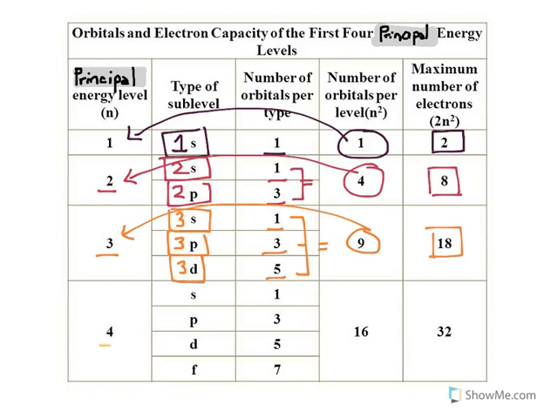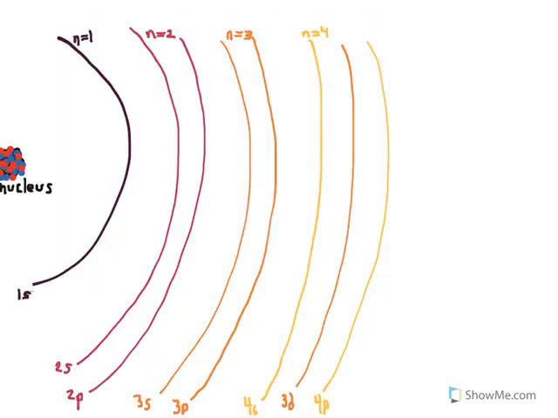The fourth energy level has 4s, 4p, 4d, and 4f. There's only one 4s orbital. There are 3 4p orbitals. There are 5 4d orbitals, and there are 7 4f orbitals. All these numbers add up to 16 orbitals in the fourth energy level, and that is a maximum of 32 electrons that can be found in the fourth energy level.